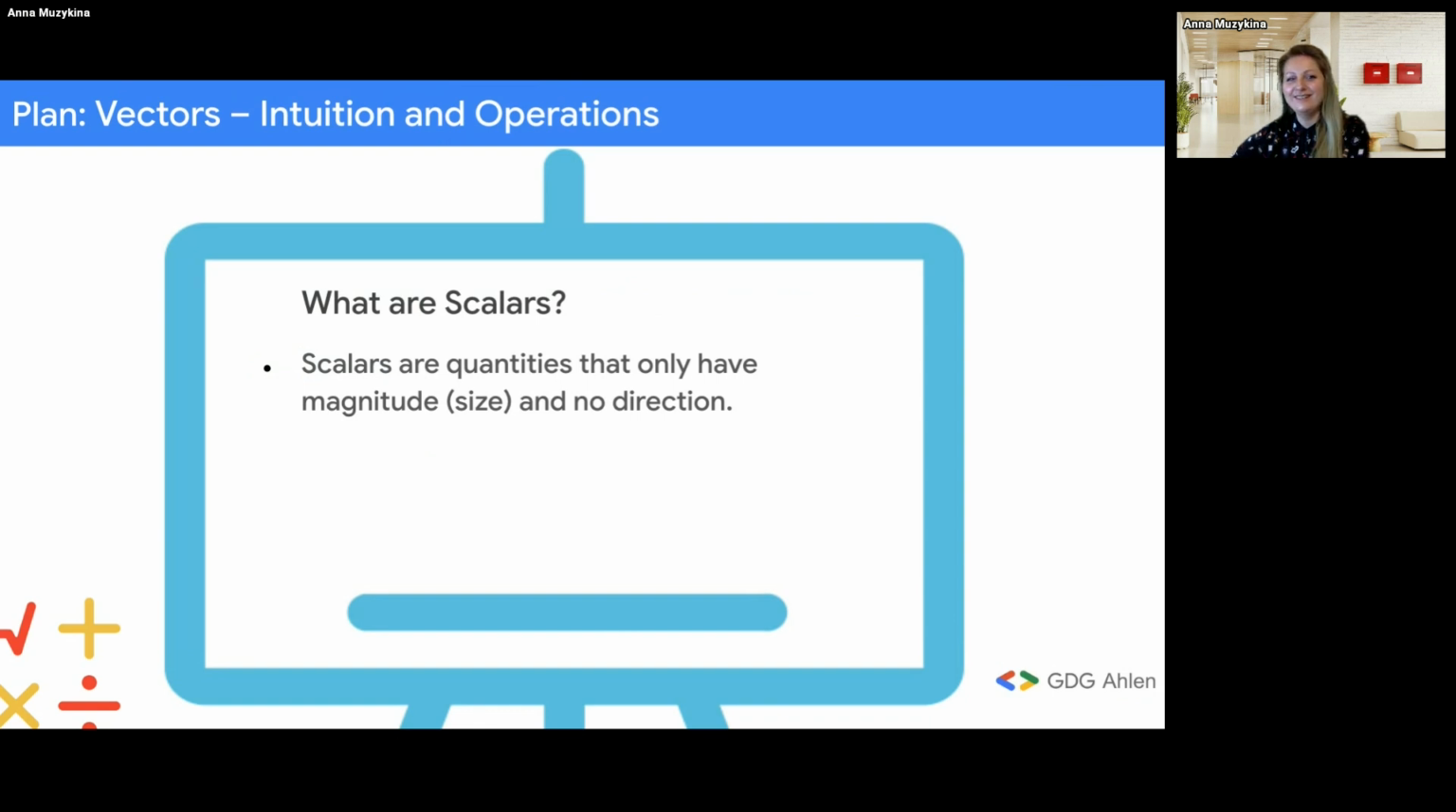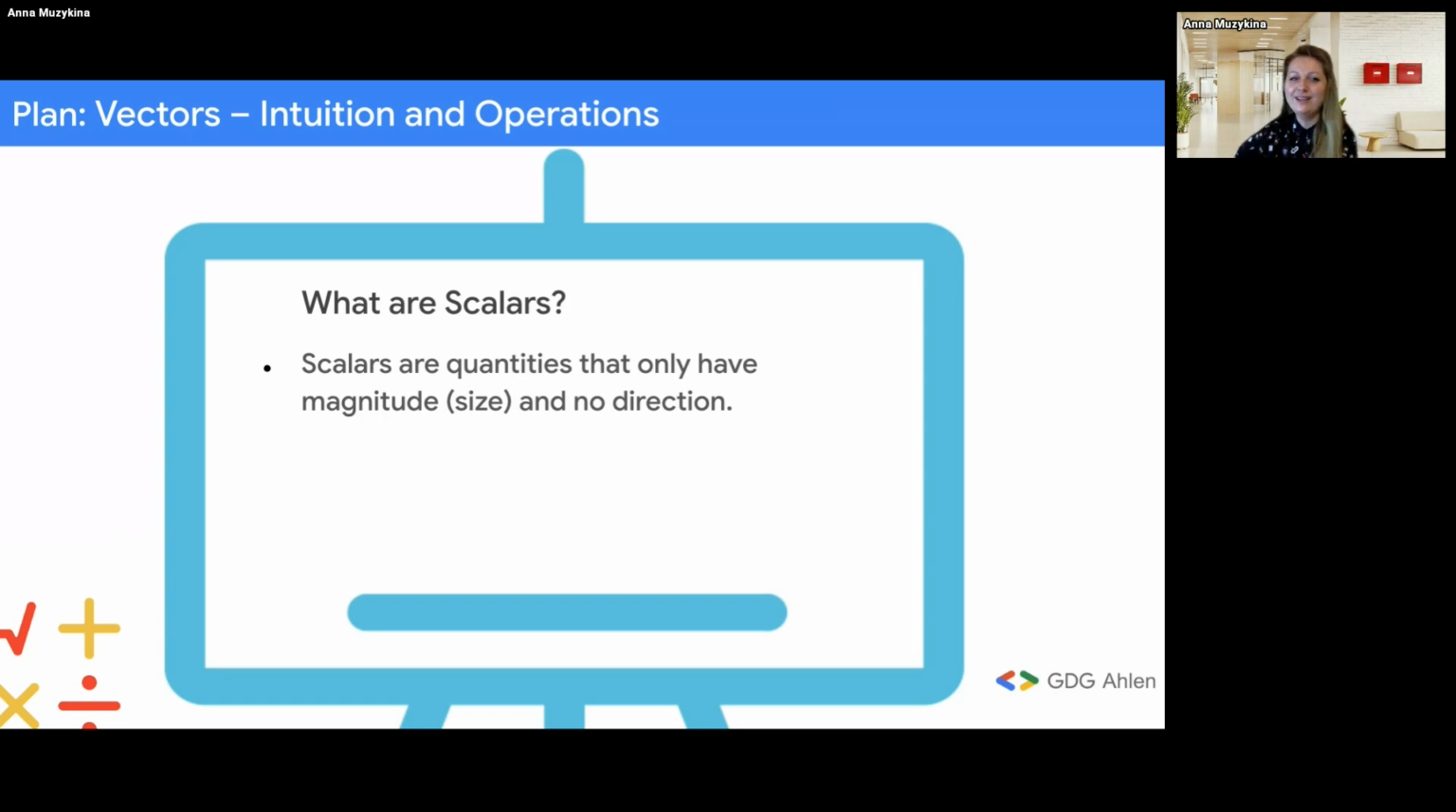A scalar is simply a single numerical value. Now, think of it as a quantity that represents magnitude or size. For example, temperature, your age, the distance between 2 points, or the time it takes to complete a task are all scalars. They are just single numbers that tell us how much of something there is. They don't tell us anything about direction.